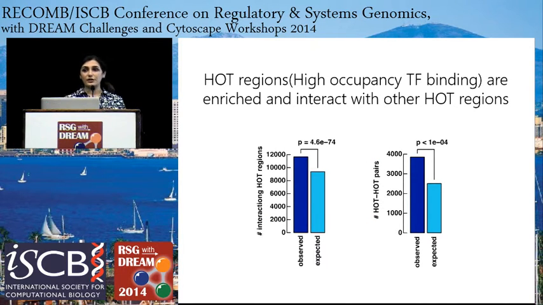We look at a combination of the factors in the interacting loci, and specifically at the hot regions, basically high occupancy transcription factor binding regions. We found enrichment for the hot regions, and those hot regions tend to interact with each other, and that again supports the transcription factory model that was earlier proposed by other investigators.